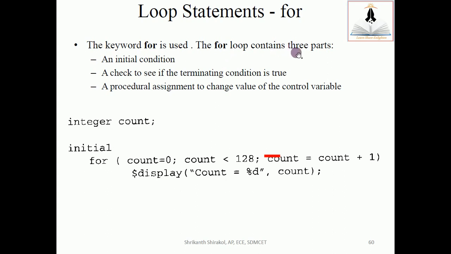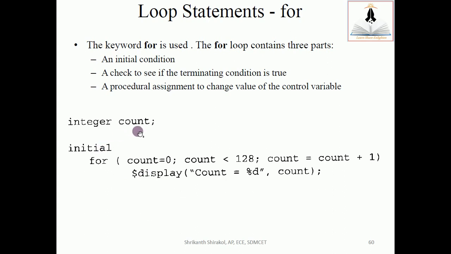The for loop contains three parts as in the case of C programming. An initial condition, a check to see if the termination condition is true, which we call the conditional, and a procedural assignment to change the value of the control variable, that is i++ or count++, whatever it is. Here I am taking one simple example just to explain the working of it.